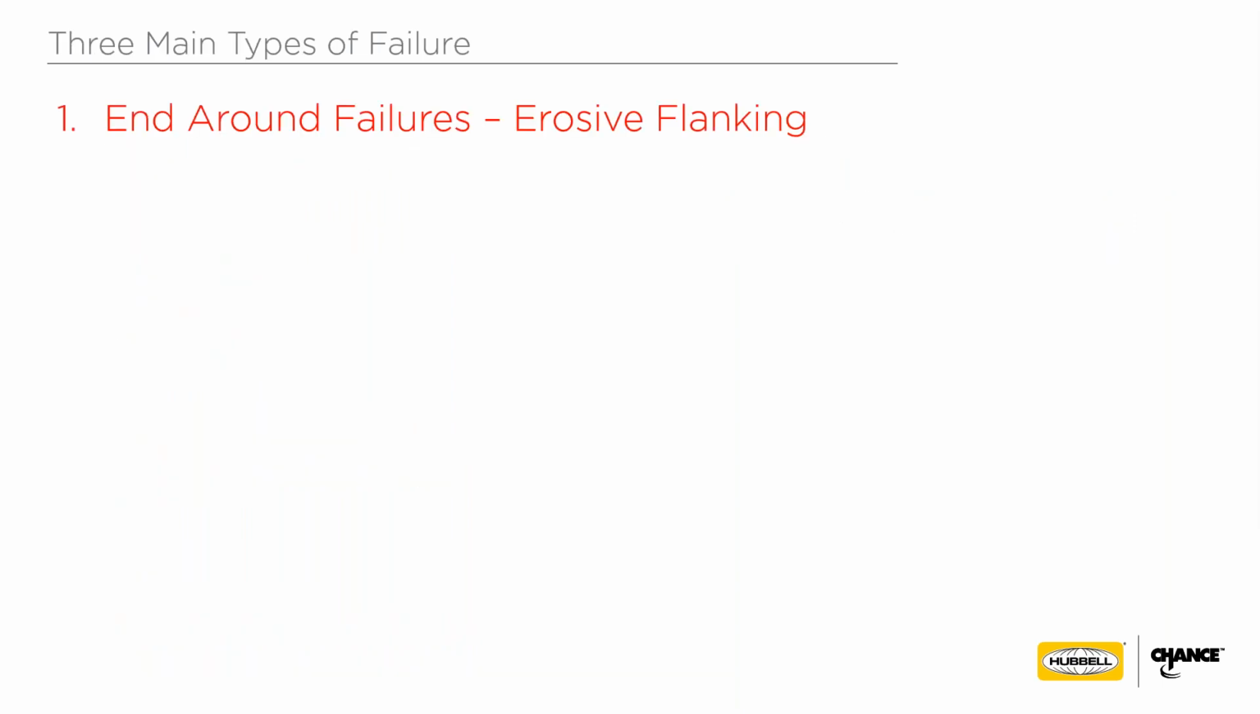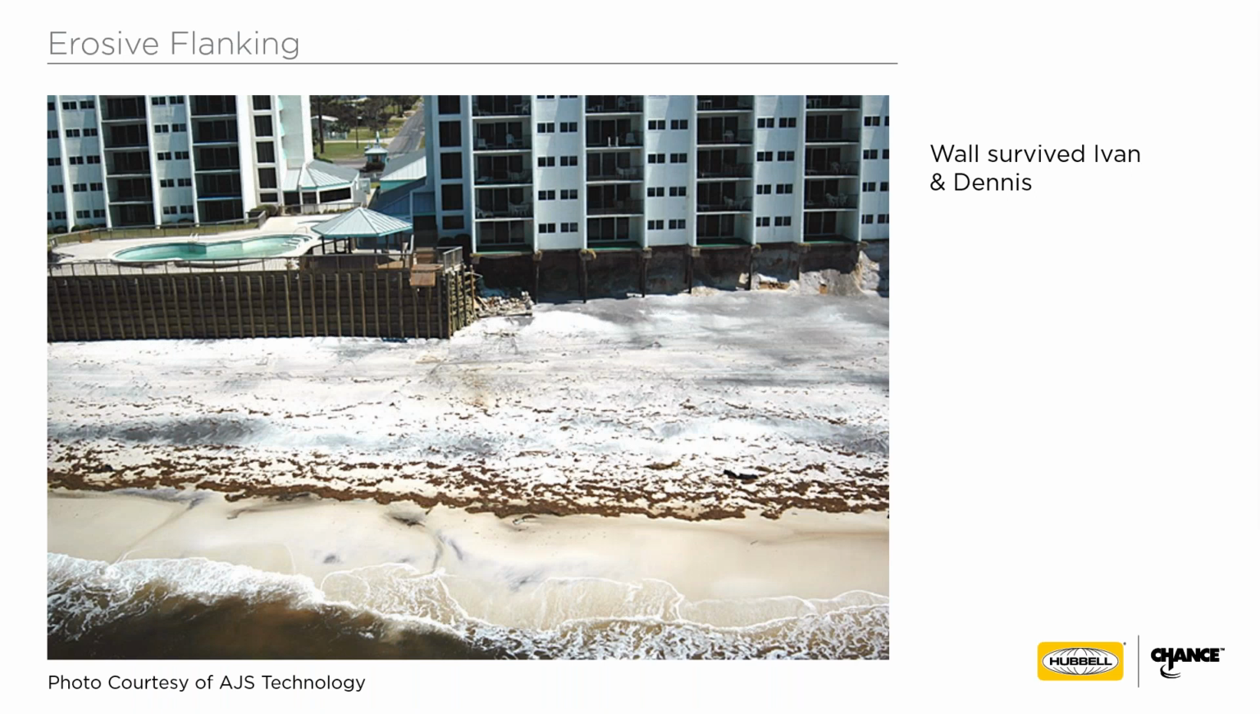So there are three main types of failure. The first type is end-around failures, erosive flanking. It's a very common problem. I'll get into that a little bit later, because you have multiple property owners. A lot of times it's hard to prevent that flanking because you don't have a continuous wall.